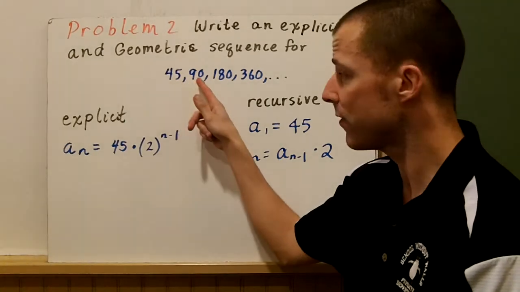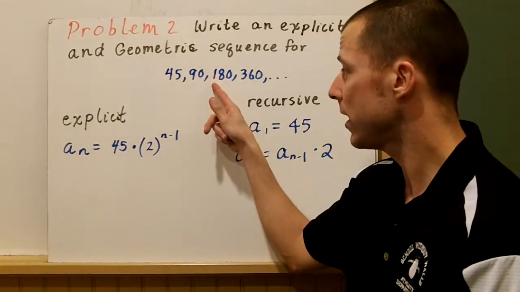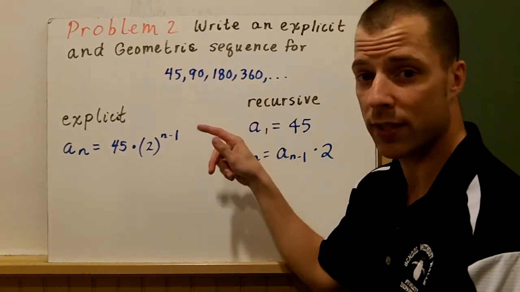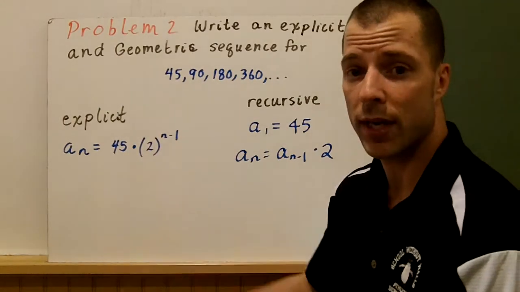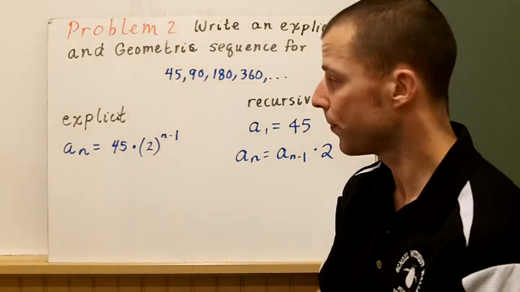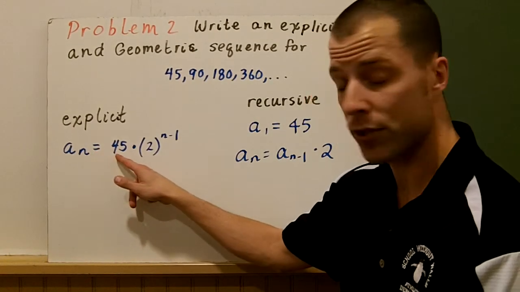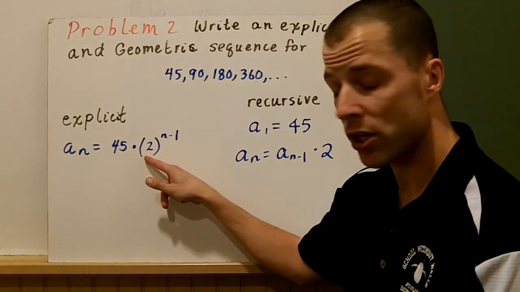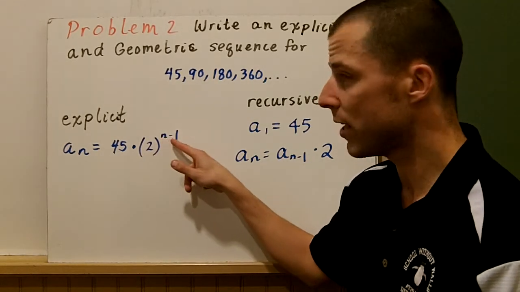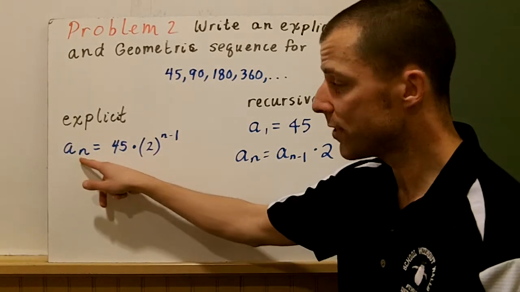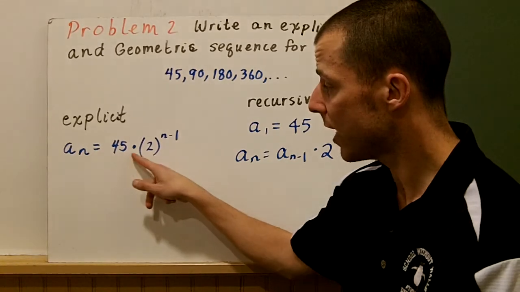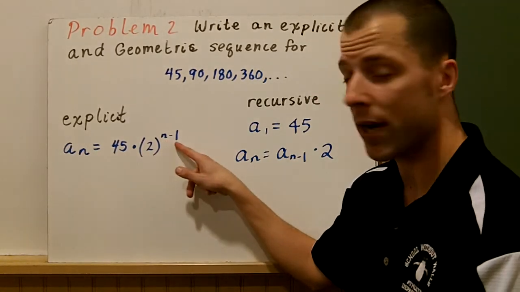2 times 45 is 90. 90 times 2 is 180. 180 times 2 is 360. So my R value, my common ratio, is 2. Putting that into our formula, A sub n equals your first term times your ratio raised to the n minus 1 power. So we have A sub n equals 45 times 2 to the n minus 1.